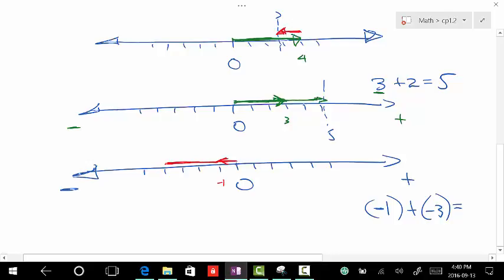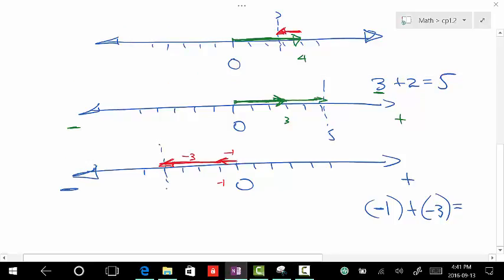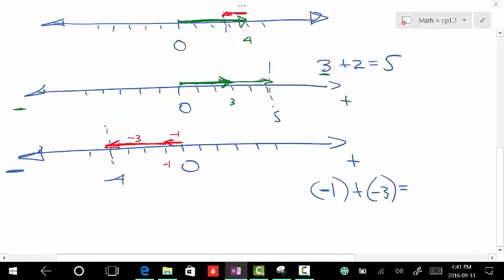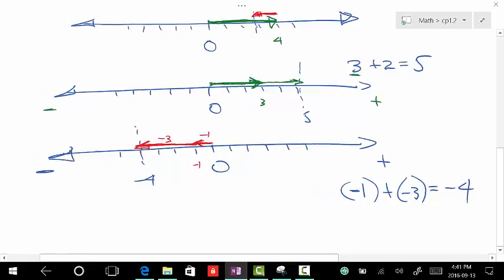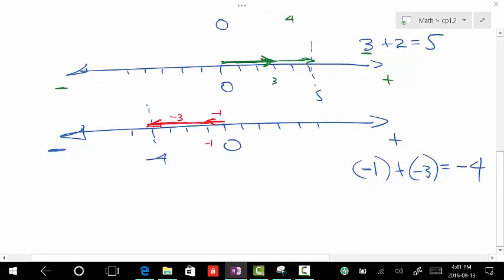Here we are. So now I've gone -1, and I've gone -3. Where have I ended up? What's my net distance here? Well, I'm right here. -1, -2, -3. I'm at -4. So -1 plus -3 is -4. Notice that my arrows are both going in the same direction. Okay, so this brings us to some generalizations.